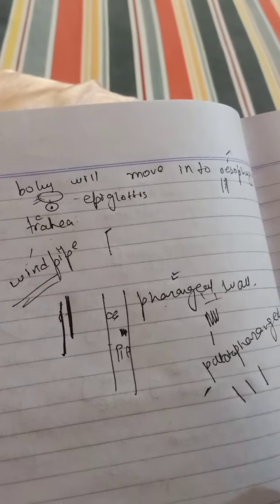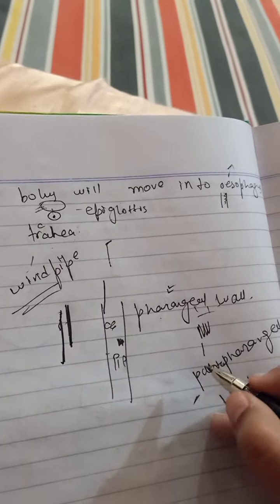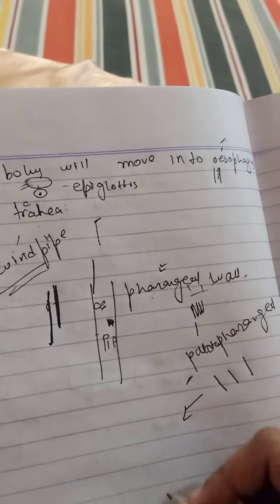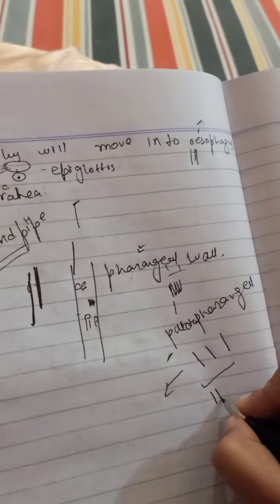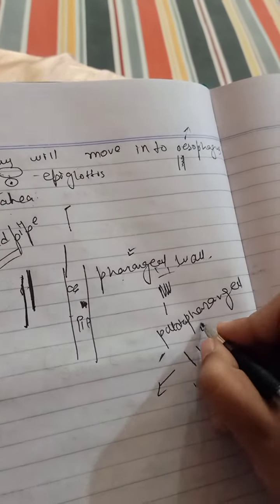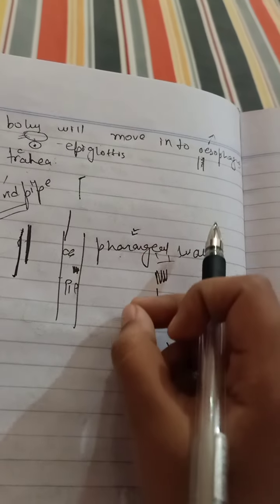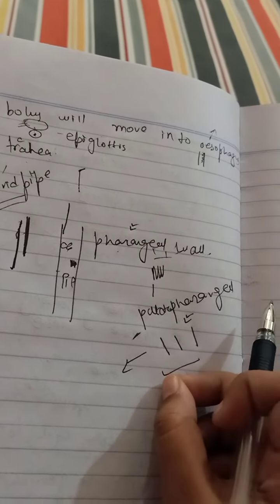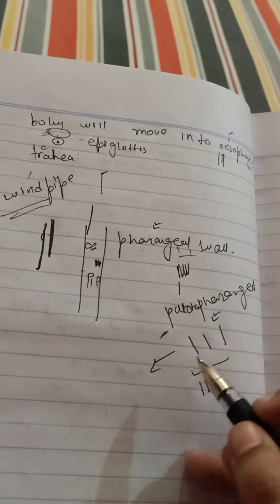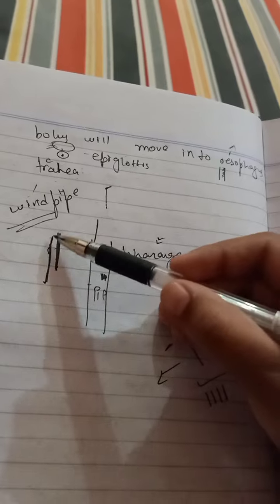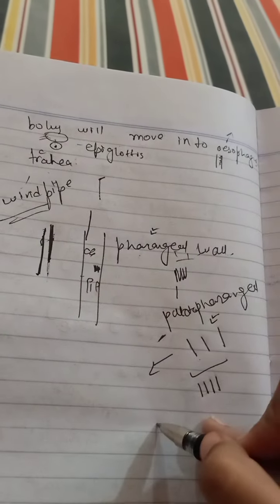When the bolus is coming downward into the pharynx, the folds constrict and become narrow like this. First of all, when the bolus was not there, they were relaxed. But when the bolus is coming down, they contract and get narrow, because the food is coming and must not move anteriorly.